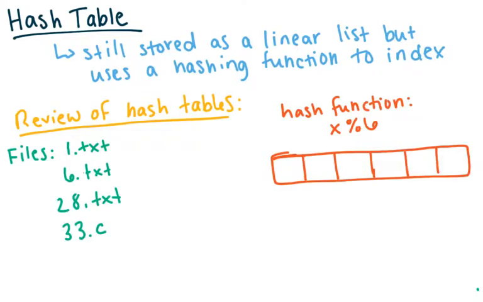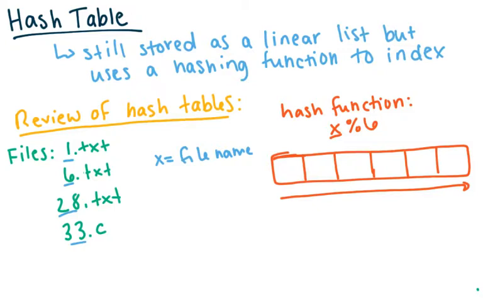Review of hash tables for those of you who haven't seen it yet. The idea is you have an array or a linked list, and then you have a hash function. This hash function is going to tell you, based on some key X, where to put your entries. Here I'm going to assume that X is my file name, and I'm going to omit the extension.